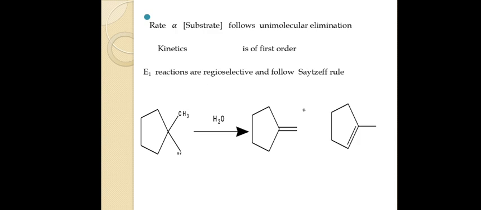Rate is directly proportional to the substrate and it follows unimolecular elimination. The kinetics is of first order and E1 reactions are regioselective and follow Zaitsev rule.